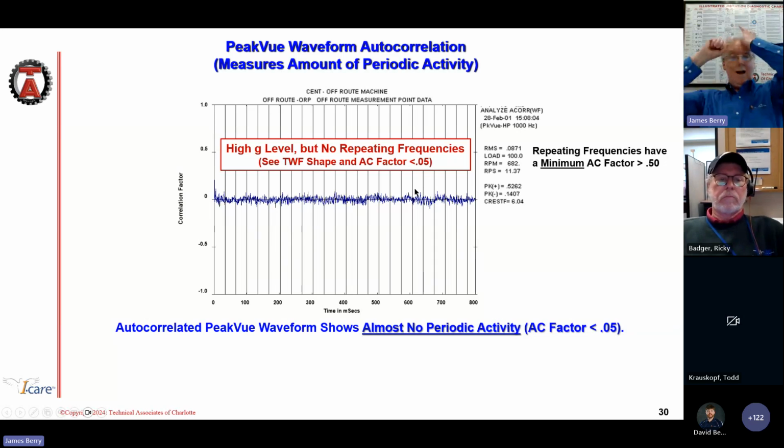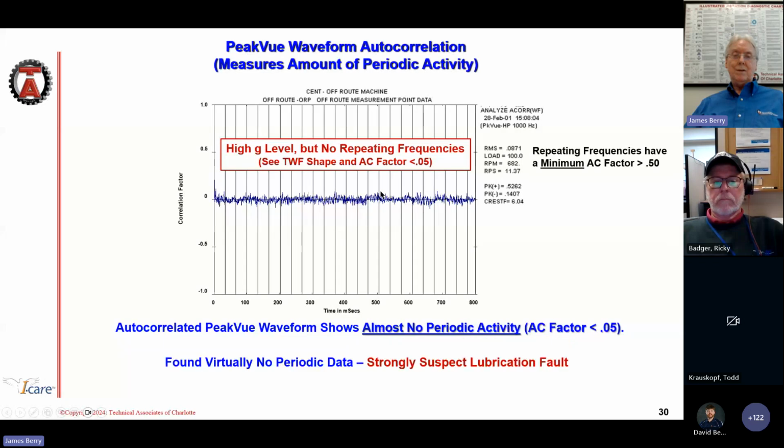What does that tell you? It means that whatever's going on is not repeating. Okay, why is that telling you something great? Because it's telling you that you strongly suspect not a bearing, not a gear, not an imbalance, not misalignment, not a looseness. They might be going, but the big problem is this thing has a major lubrication problem, all right?